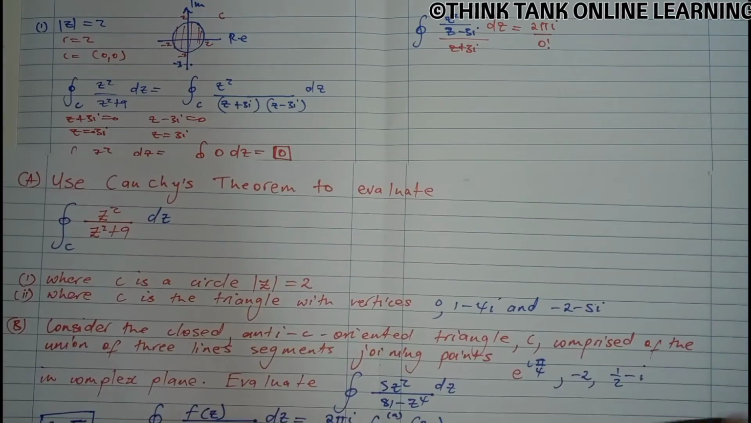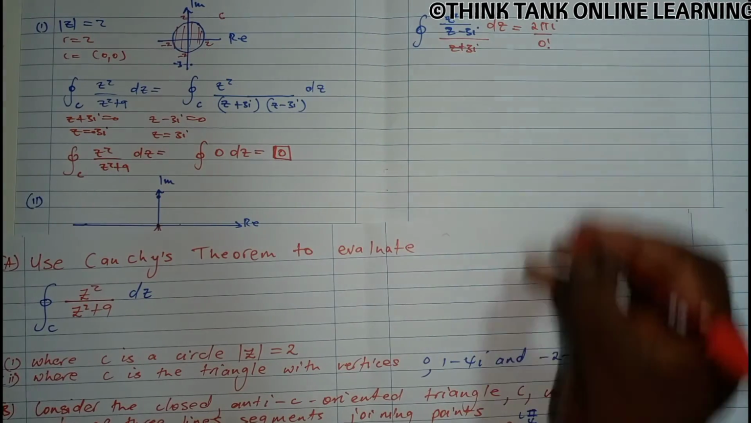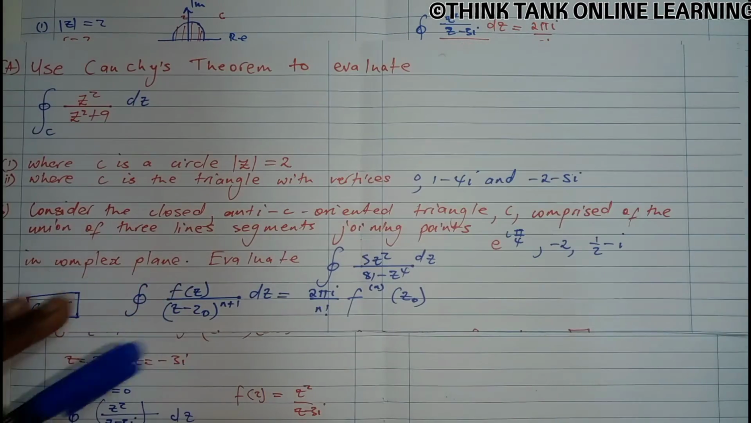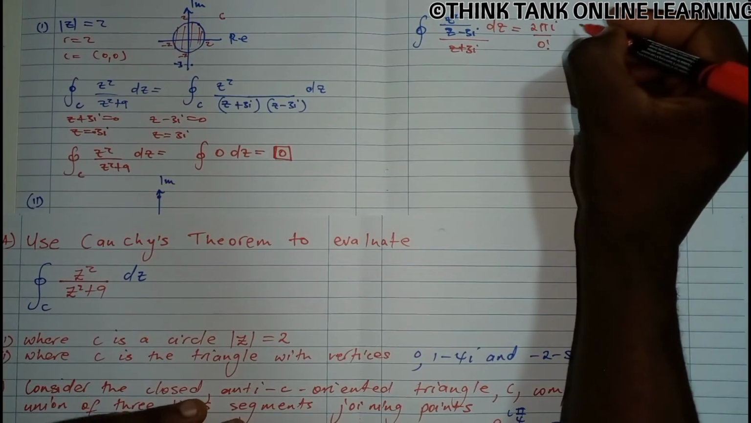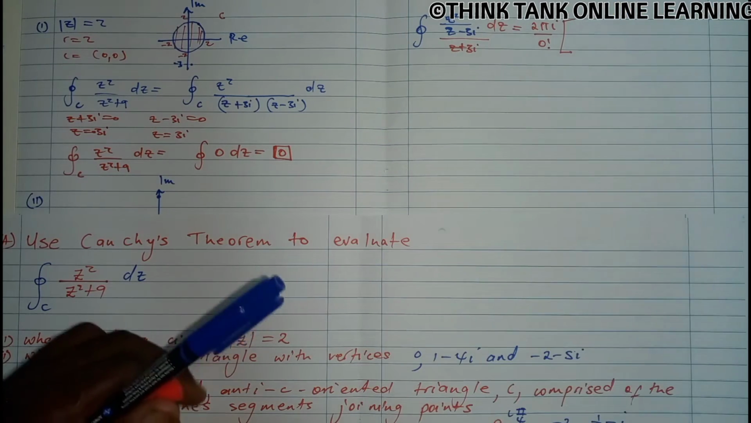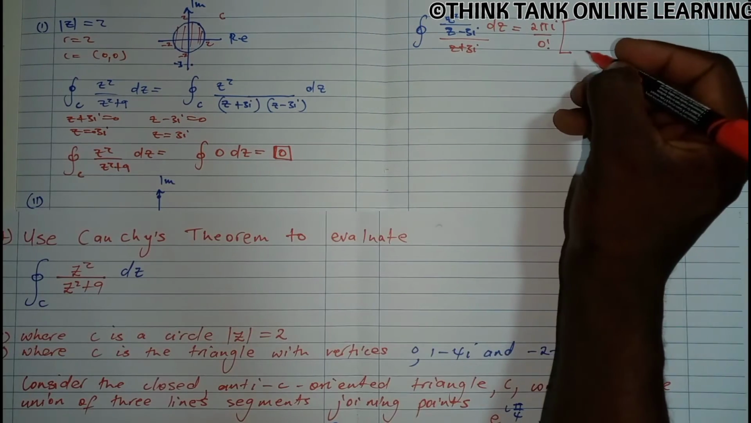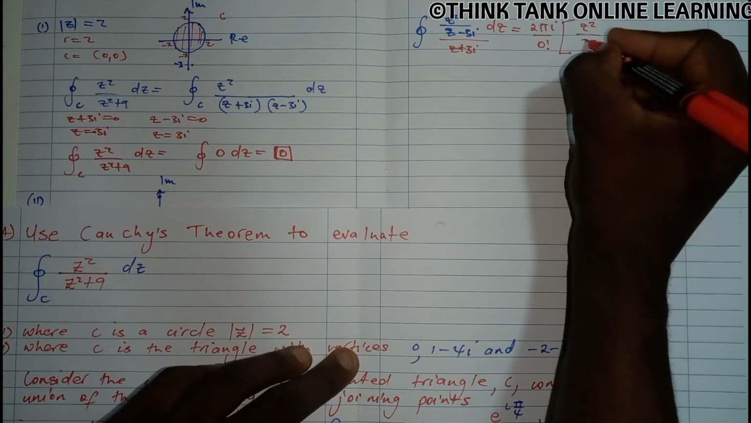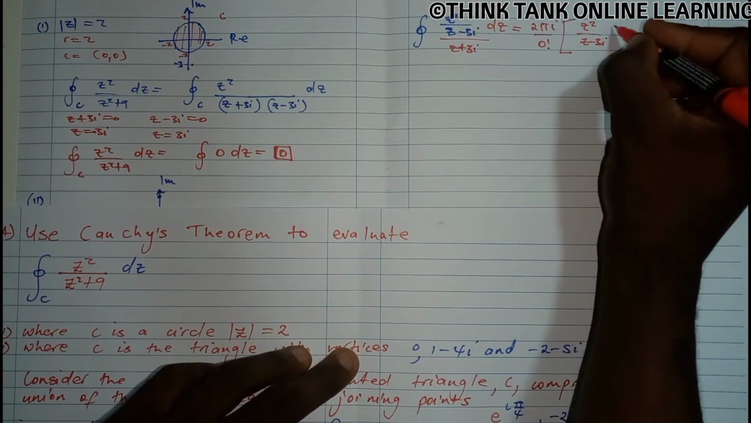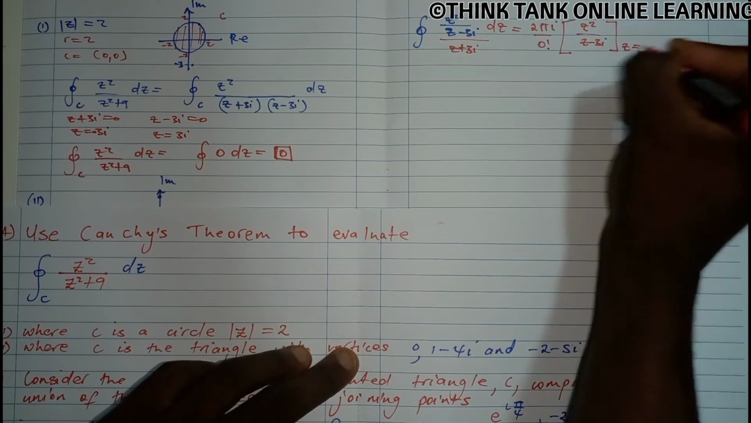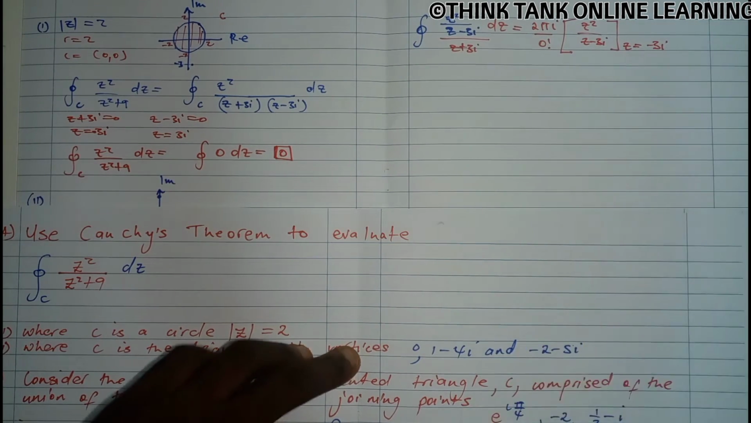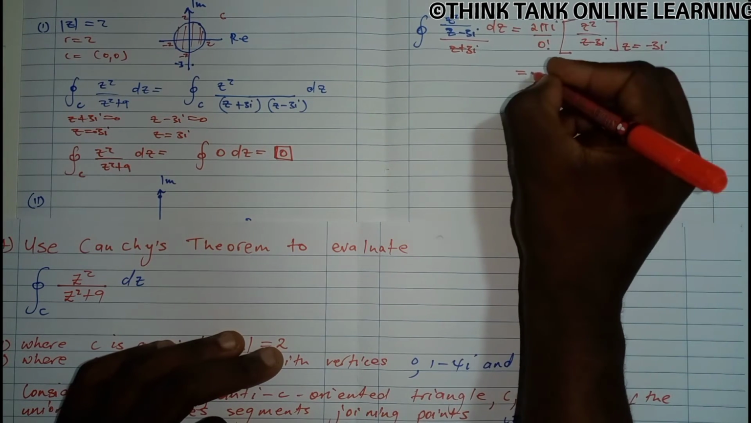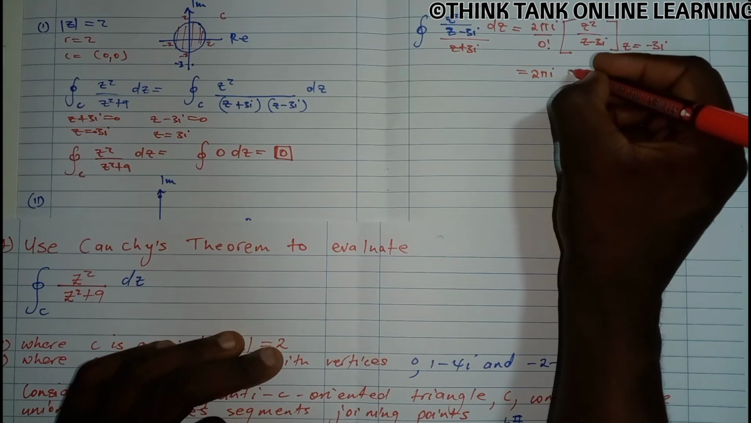Okay, now we're going to have f(z). So what is f(z)? We've said that f(z) is equal to z squared over (z minus 3i), at z equal to negative 3i. So 0 factorial is 1, so we have 2 pi i right here.